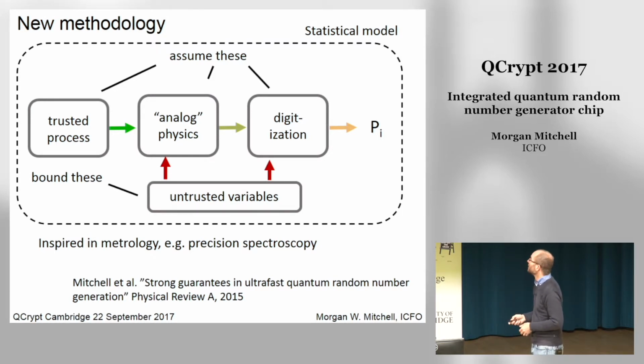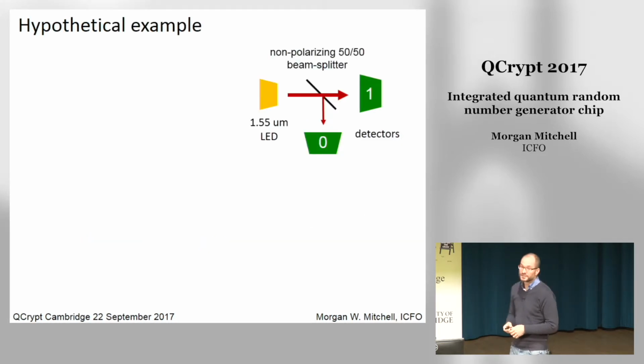To give an example in terms of the canonical random number generator, imagine I'm going to split photons in a beam splitter, and then I'm going to detect them with single photon detectors.